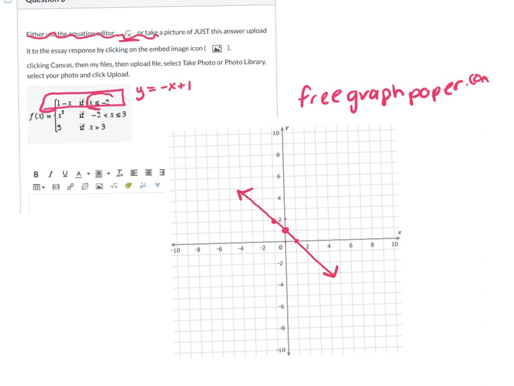But it says only for the values less than or equal to negative 2. So I really only want to start here and then go left of here. So now I'm going to erase this to the right of negative 2.